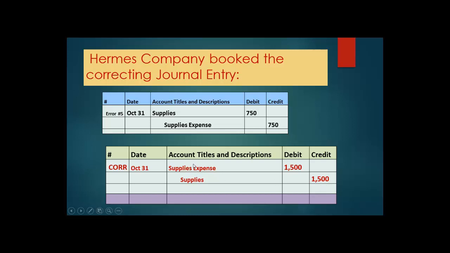So let's take a look. Our first entry had a credit balance in supplies. Our second entry has a debit balance of $1,500. The combined effect of these two journal entries is a debit of $750 to supplies expense and a credit of $750 to supplies. And that's the combined effect of the error and the correction.